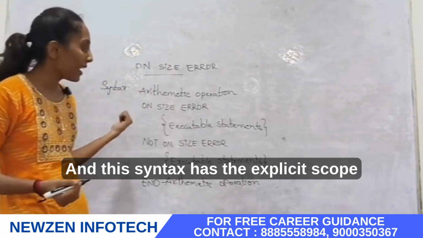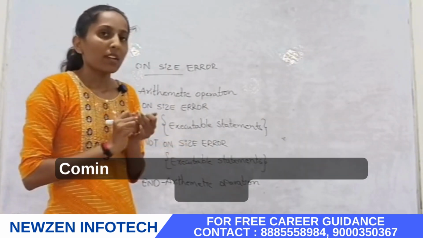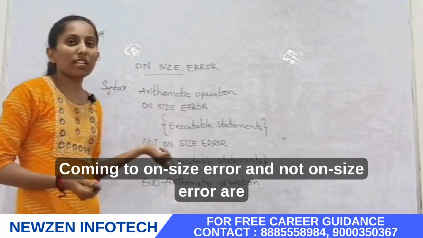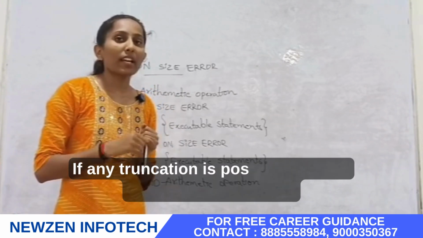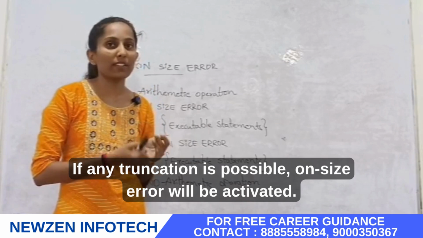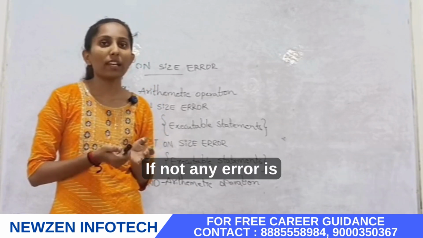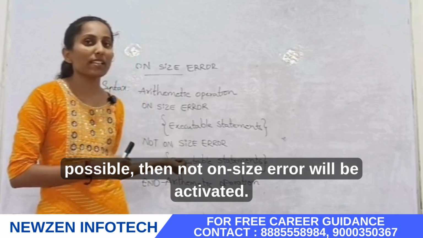And this syntax has the explicit scope terminator. Coming to ON SIZE ERROR and NOT ON SIZE ERROR, they are COBOL statements. If any truncation is possible, ON SIZE ERROR will be activated. If no error is possible, then NOT ON SIZE ERROR will be activated.